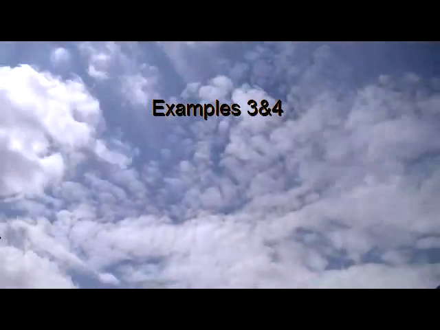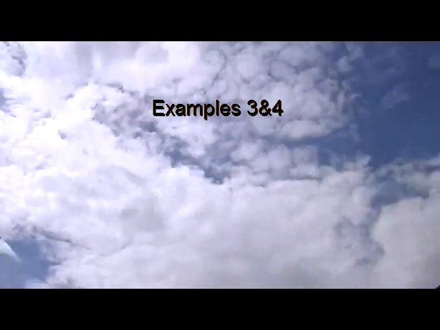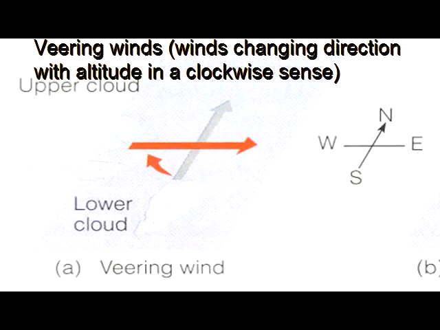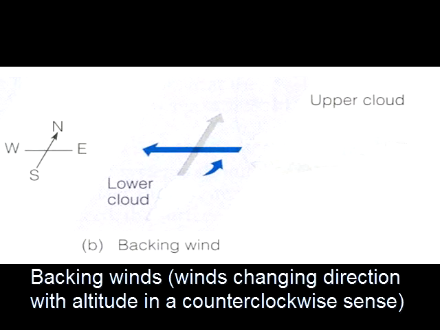Have you ever observed clouds moving in different directions at different altitudes? This is also a good indicator for weather phenomena. If winds change direction with altitude in a clockwise sense, then we speak of veering winds. If winds change direction with altitude in a counterclockwise sense, we speak of backing winds.